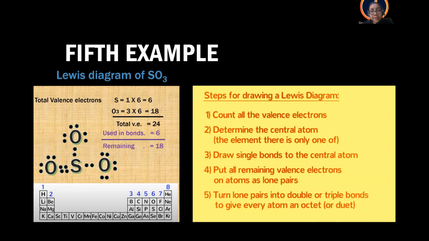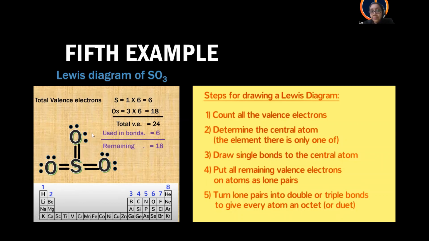Now, students, why is this example important? This example is important because sulfur here can accommodate more than 8 electrons. So it deviates from the octet. It's an exception. You can see that the 3 oxygens share another pair of electrons with sulfur, and oxygen forms a double bond with sulfur. So that's very important, students.